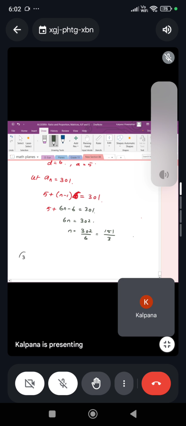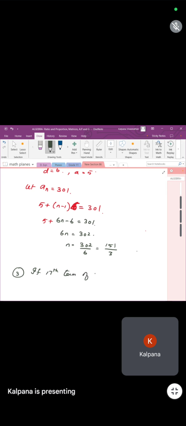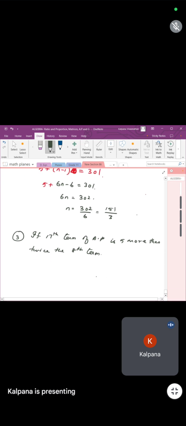The next question. If the 17th term of an AP is 5 more than twice the 8th term, and if the 11th term of the AP is 43, find the nth term.